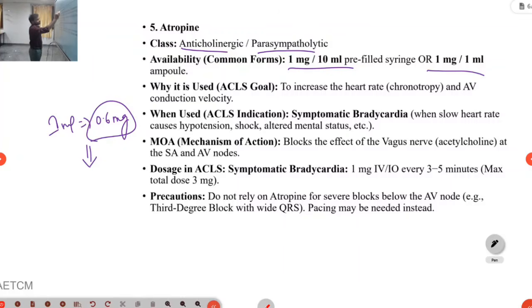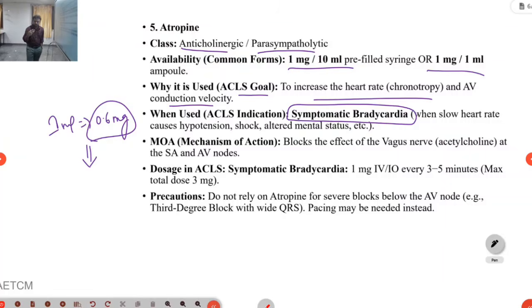It is used to increase the heart rate, to increase chronotropy and AV conduction velocity. We use atropine especially in ACLS in the case of symptomatic bradycardia. That means if the patient has unstable bradycardia, then we have to give atropine, especially in the bradycardia algorithm. So we know the signs of instability. The patient can have chest pain, hypotension, chances of heart failure, and altered mental status.